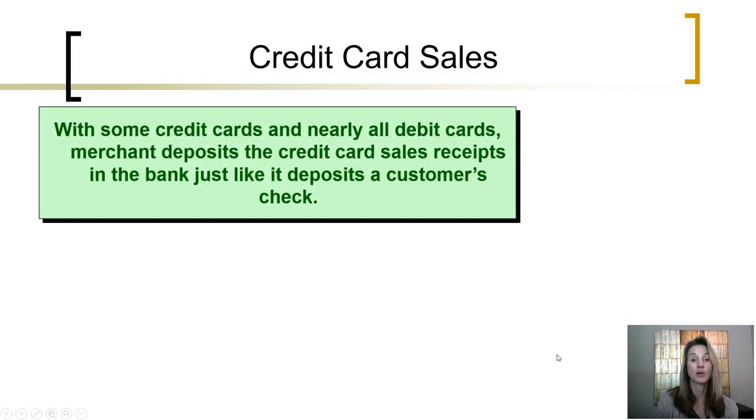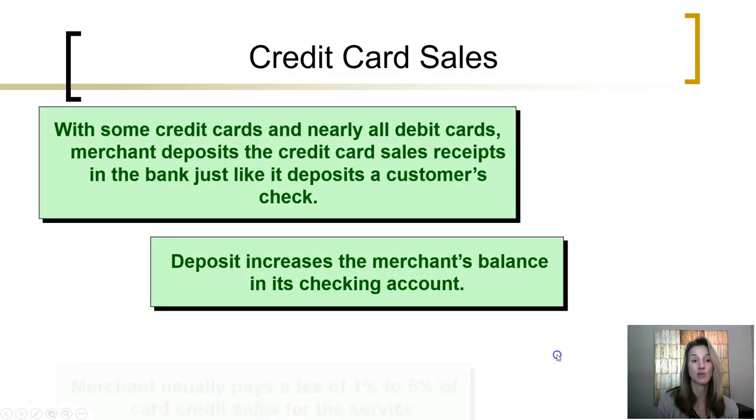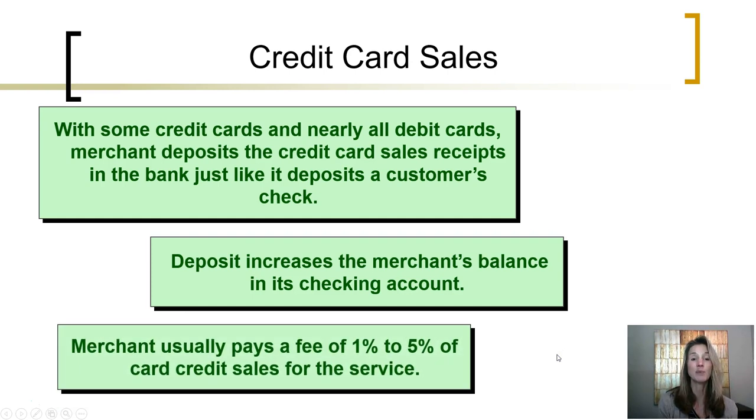The accounting for credit cards is fairly simple and straightforward. With some credit cards and nearly all debit cards, merchants deposit the credit card sales receipts into the bank just like it deposits a customer's check. Historically, that's the way it was done. Today, with automatic drafts and EFTs, this is all done electronically. The deposit increases the merchant's balance in its checking account, typically the day of the sale.